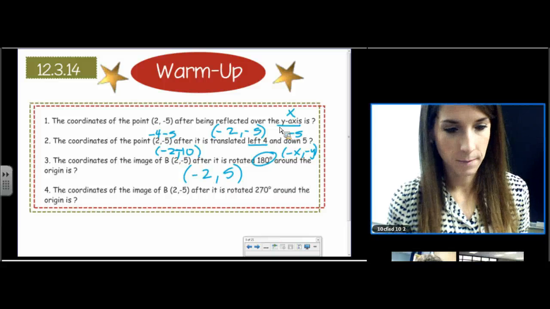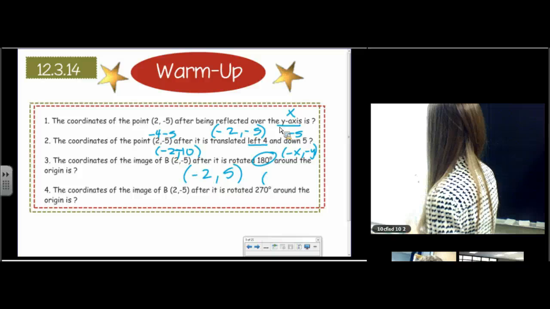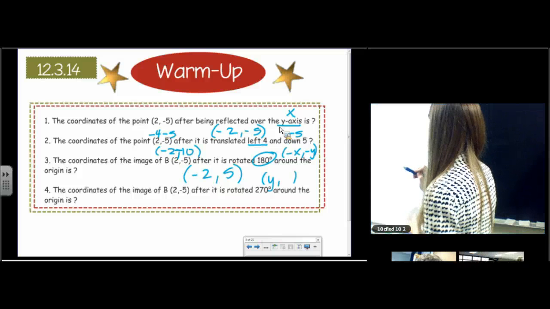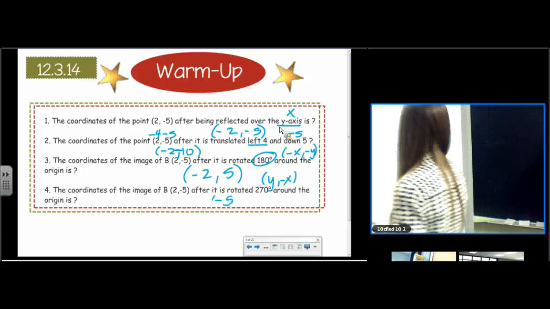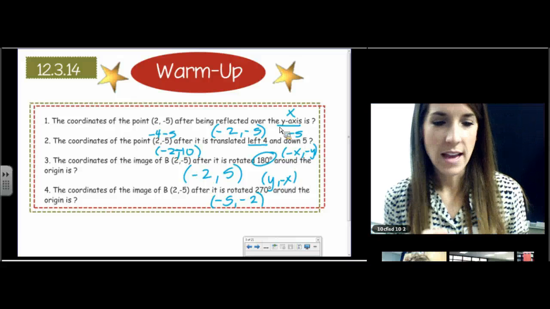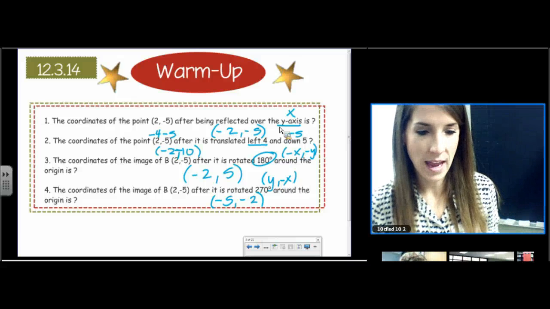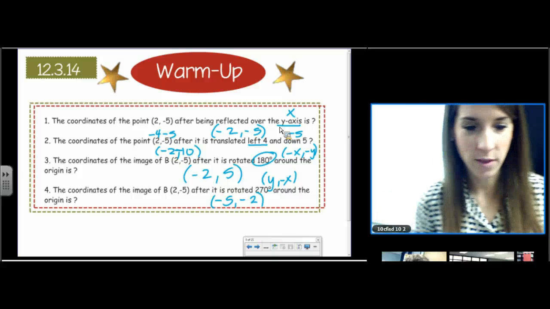Last one, Victor. So the rule for 270 degrees is y, -x. So that means take y and leave it alone and don't do anything to it. And then take x and make it negative. Yeah, so just make sure you know your rules, you have them handy, and you're obeying the rules. This unit is all about obeying the rules.